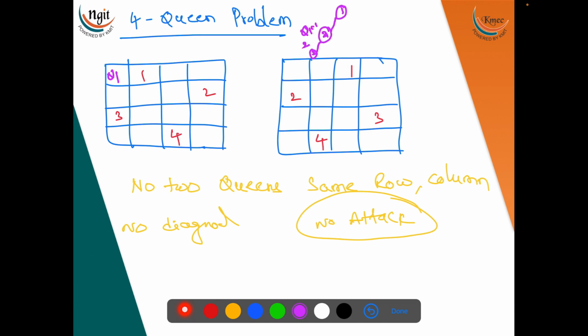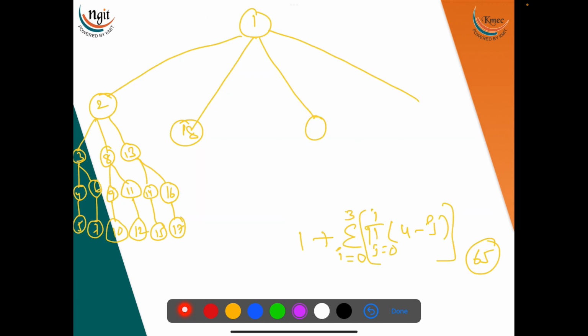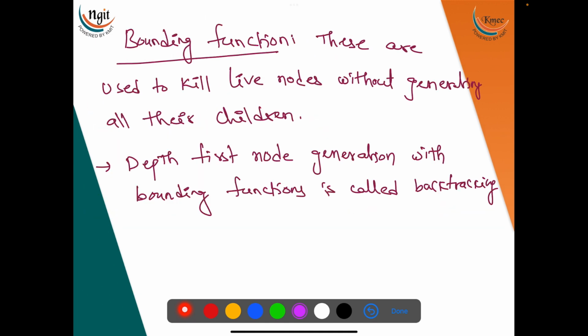So I am placing Q2 here. If I place Q2 here, according to the condition, it should not be in the same row. So I will again check for Q3 and Q4. This is not a proper solution, so we will backtrack, and here we will take another turn where I am placing it at the third column. So like this we will generate the state space tree. Now how it works, we'll see with the recursive approach.